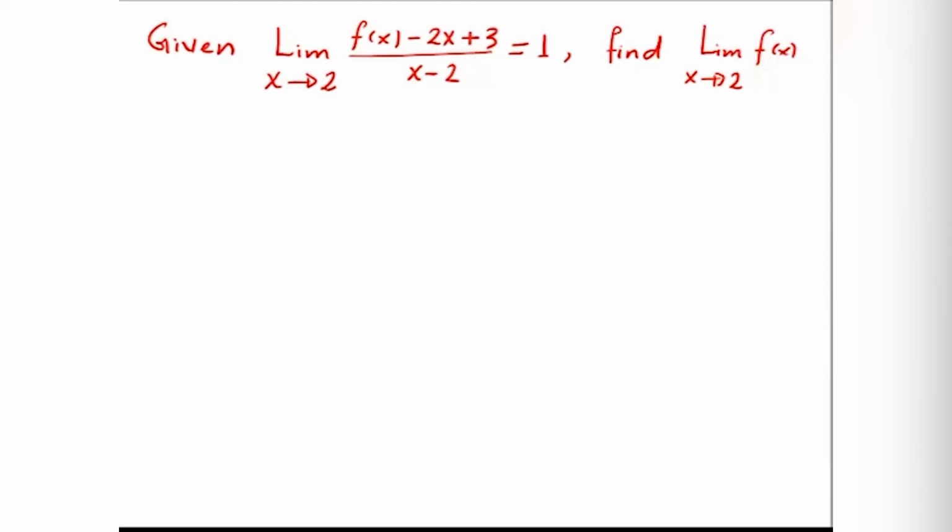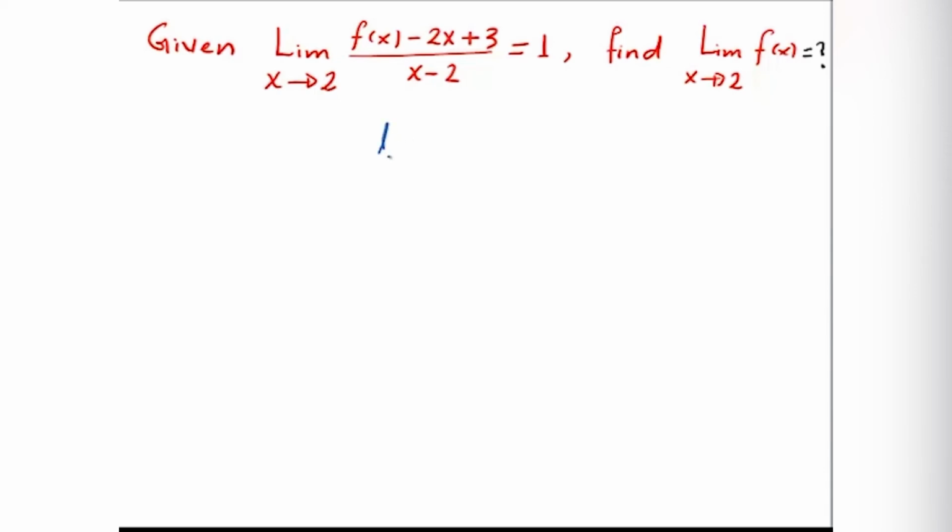In this problem, we are given that the limit as x goes to 2 of f of x minus 2x plus 3 divided by x minus 2 is given to be 1. And we would like to find the limit of f of x as x goes to 2. Here, I will use the properties of limits in order to solve this problem.